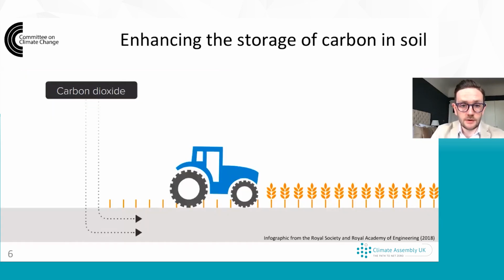So moving on to slide 6. The next method I'm going to talk about is enhancing the storage of carbon in the soil. And again, as with forests and with peatlands and wetlands, this is a natural way to store carbon. How much carbon we can store in the soil is affected by a few things, and especially how we farm on that soil. So firstly, how often we disturb the soil, and especially ploughing it with machines.